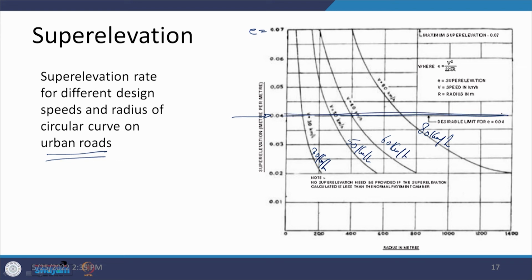If we are interested to see, if we are providing 4% and the speed is 60 kilometers per hour, then we go downwards, which means what we get is the radius of the curve should be 400 meters minimum, and that is how we are going to design and plan for any road in the urban area. So, you have these types of curves. Instead of having the calculation, the curve can also be utilized to do that.